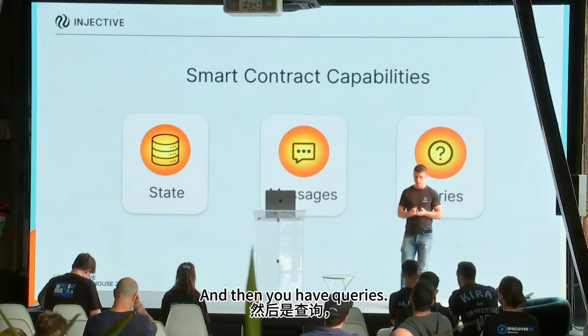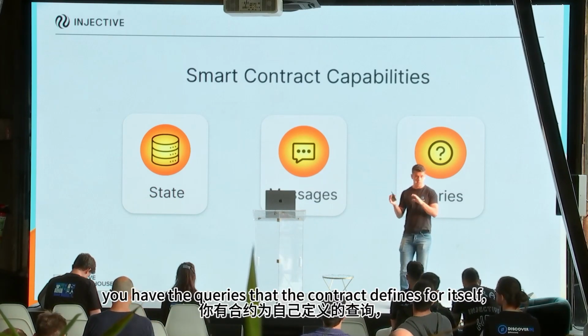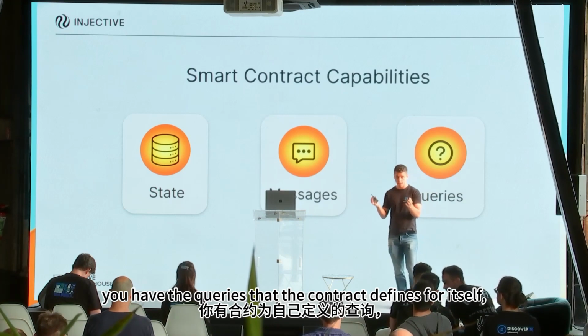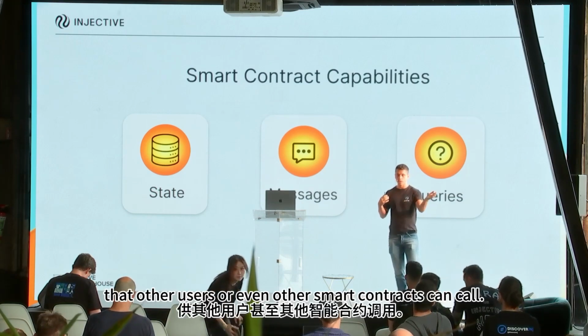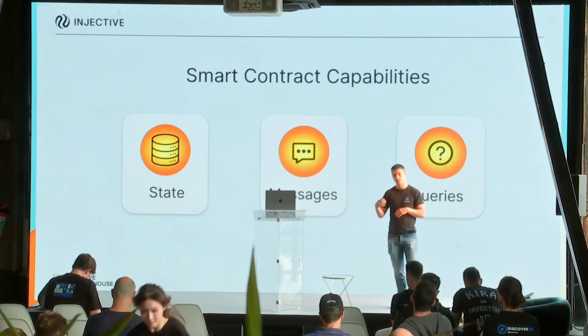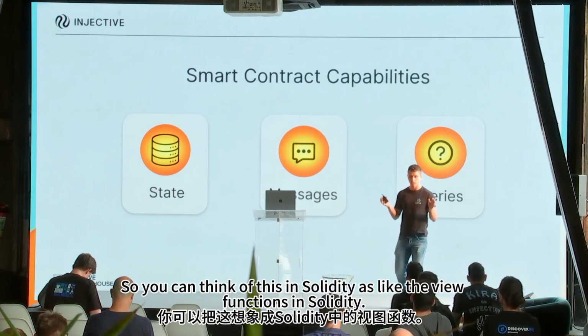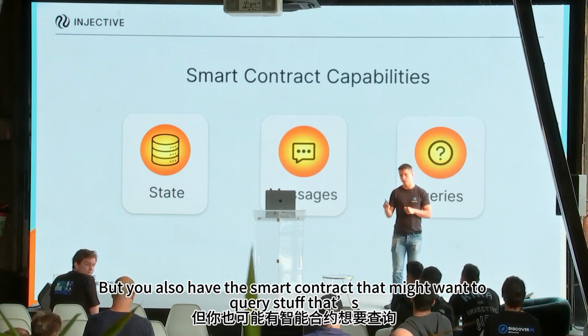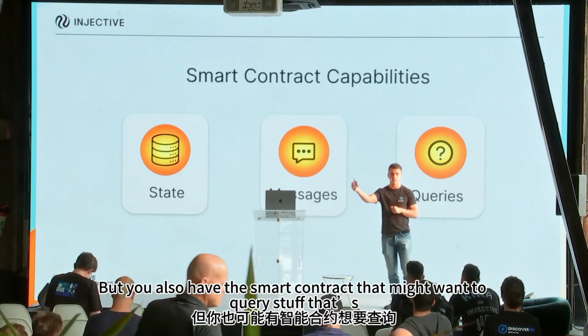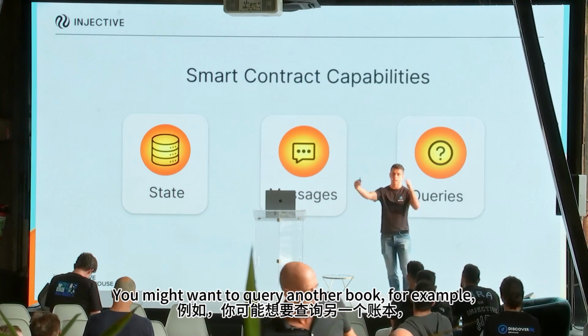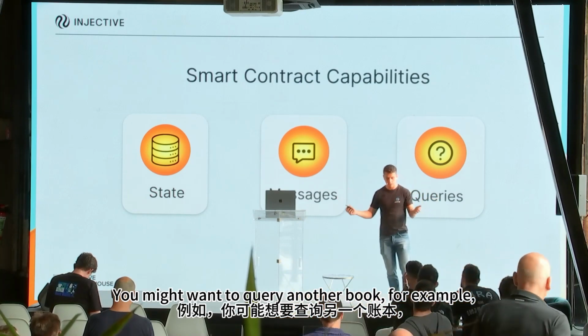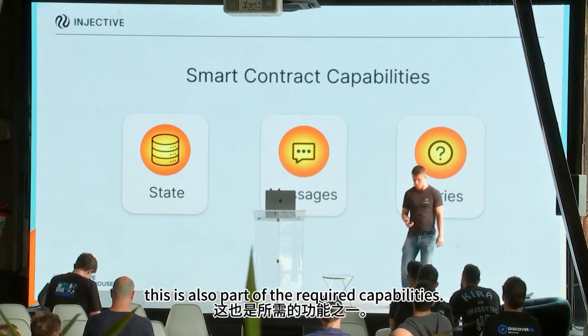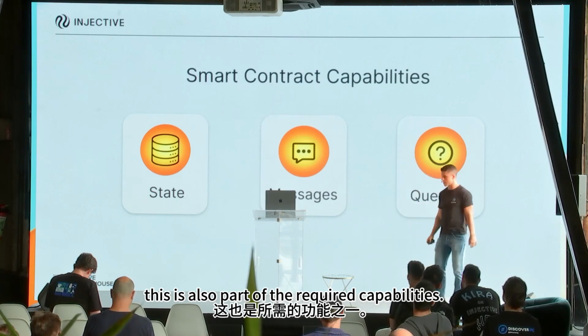And then you have queries. Also here, again, you have the queries that the contract defines for itself that other users or even other smart contracts can call. If you know Solidity, that's like the view functions in Solidity. But you also have the smart contract that might want to query stuff that's going on the chain, right? You might want to query an order book, for example. And so this is also part of the required capabilities.